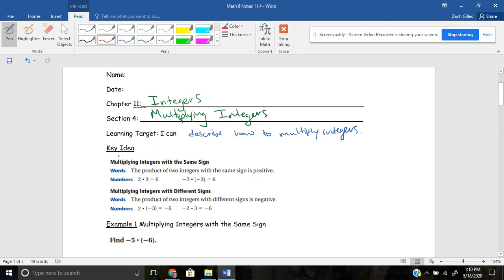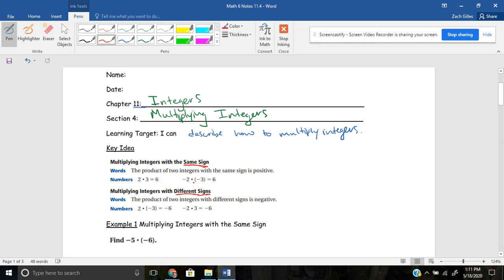Our key idea today is a pretty simple rule to follow, and I'll explain how the rule works in just a little bit. But for now, here are the rules. When you multiply integers with the same sign, the product, so the answer to that multiplication problem, is positive. In this case, we have a positive 2 times a positive 3. That's the same sign, they're both positive. So when you have the same sign, your answer is positive.